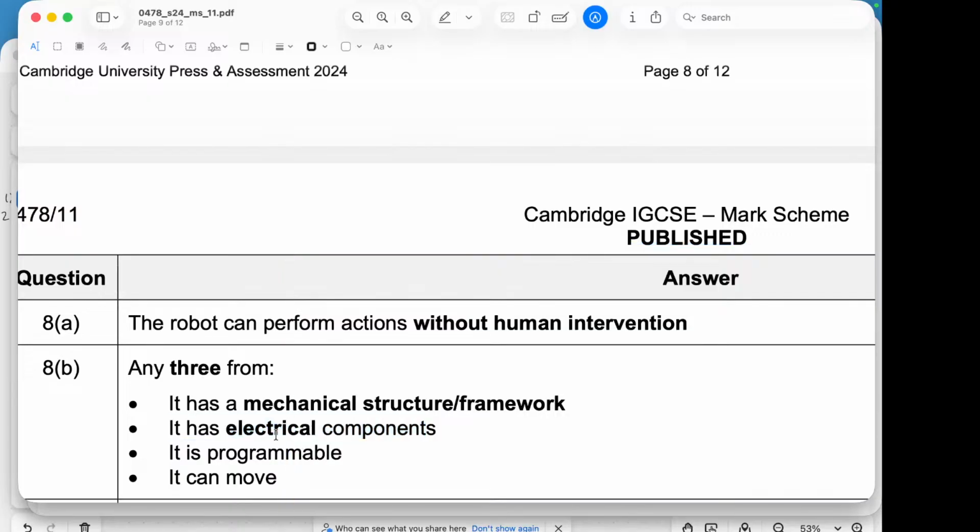But do try and learn this bit here. It's not necessarily aware of its environment. Mechanical structure, electrical components, programmable. I mean, the fact that it says it can move as well, that isn't in all of the mark schemes, but the other 3 are.